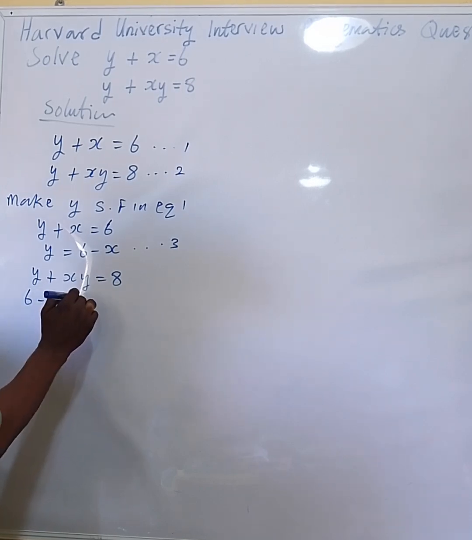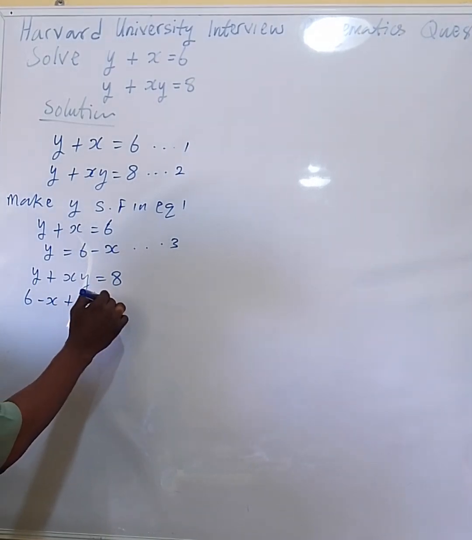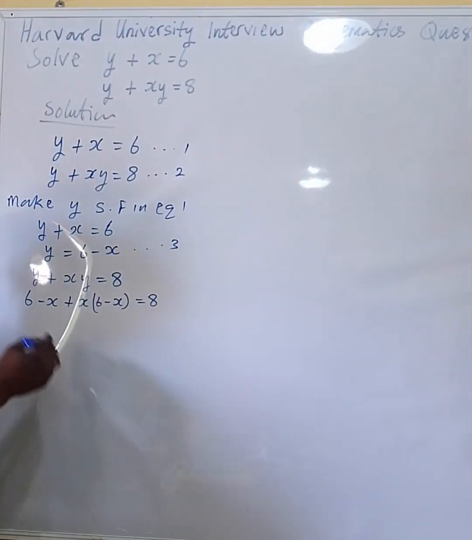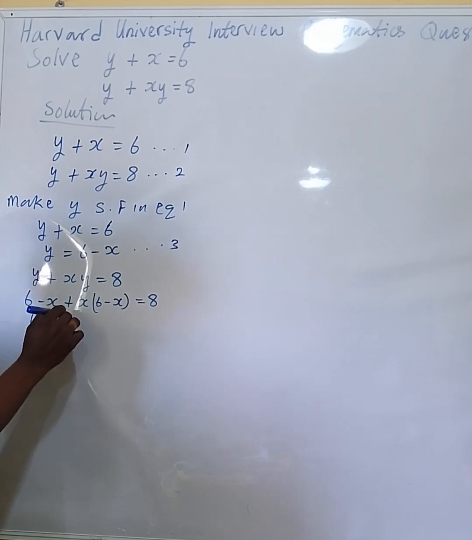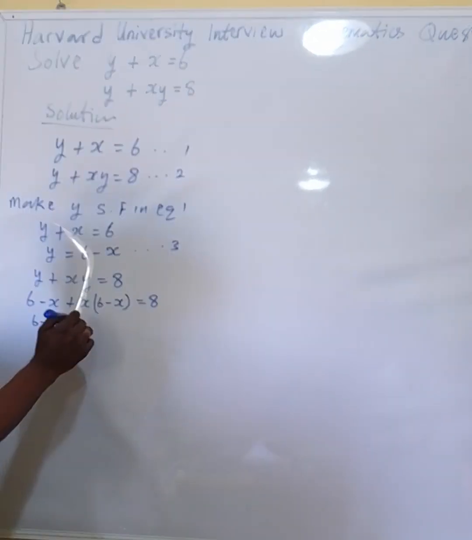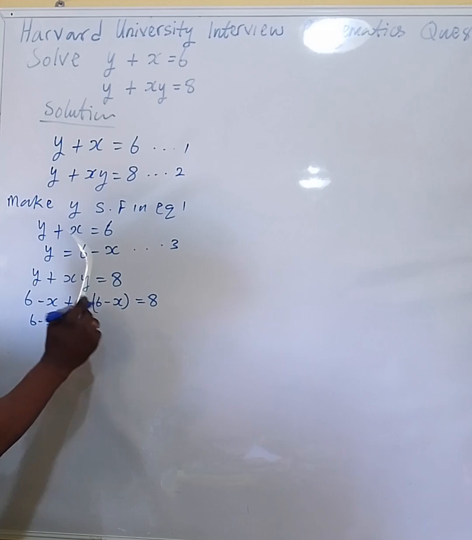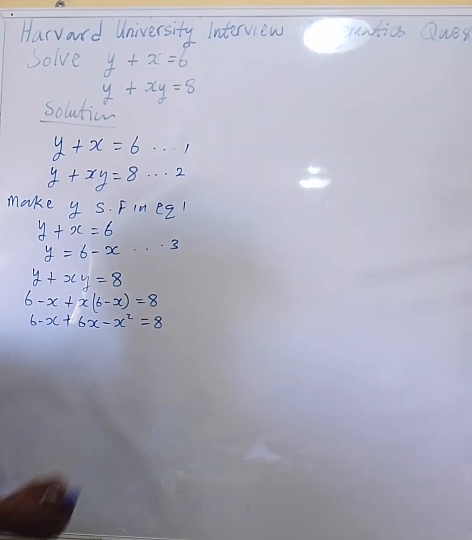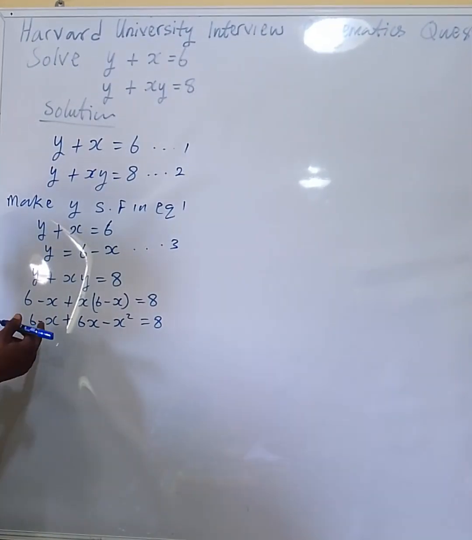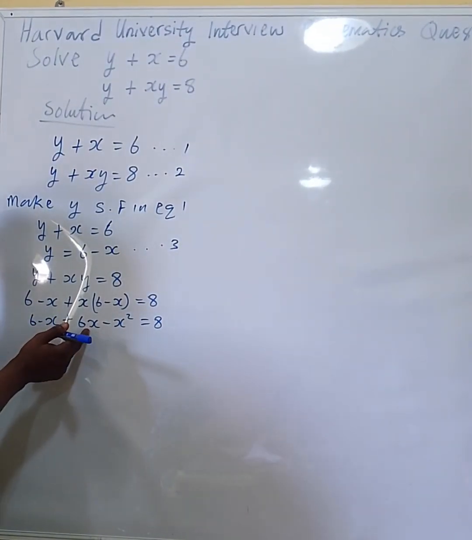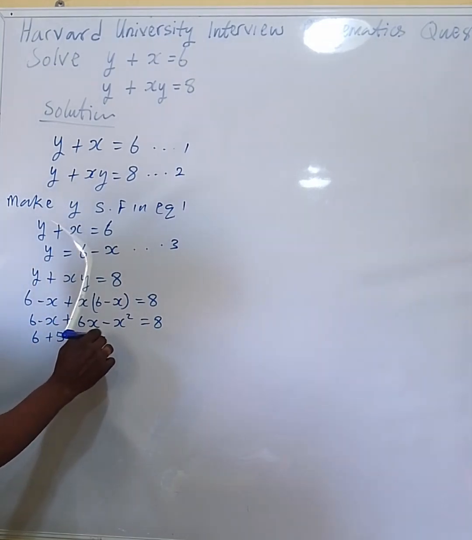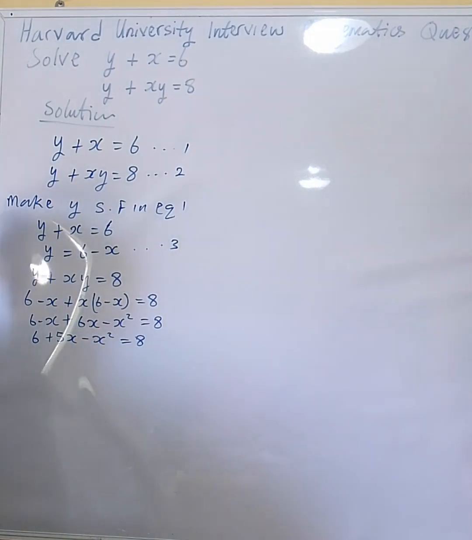So you write x first, x into bracket 6 minus x, everything equals 8. So from there we have 6 minus x plus, you open the bracket, x times 6 will give us 6x, x times minus x gives minus x squared, everything equals 8. Now when you look at it, this minus x plus 6x, when you combine it, it will give us 5x. So we have 6 plus 5x minus x squared equals 8.